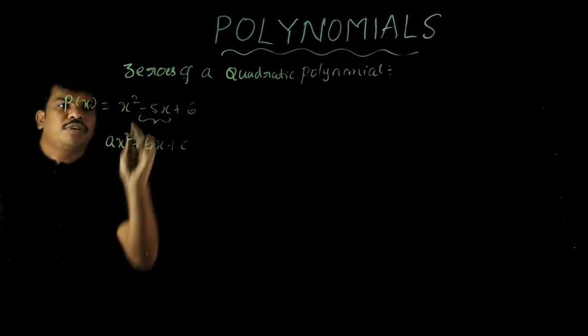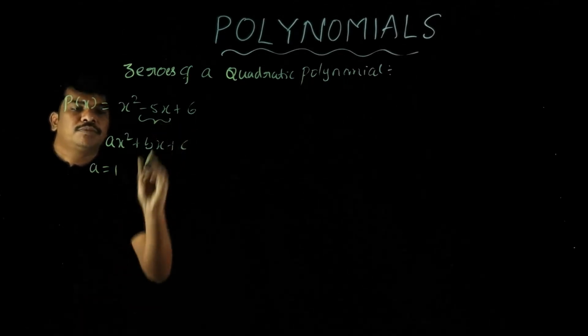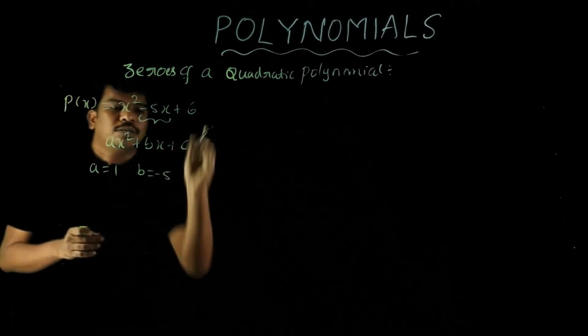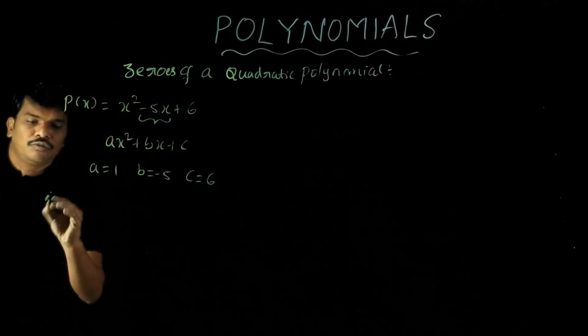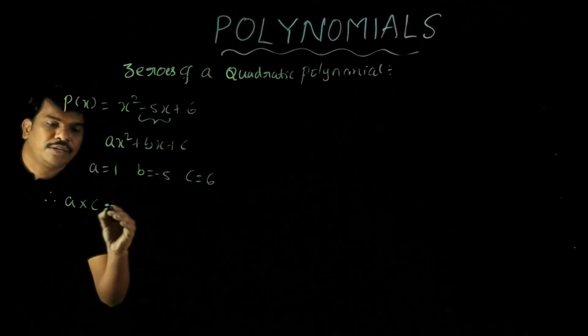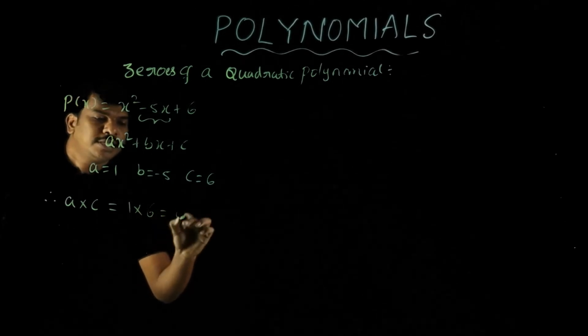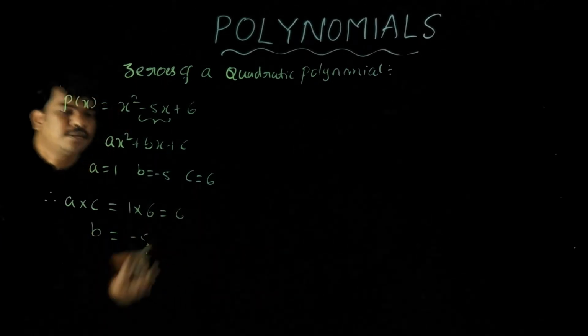By comparing the x square terms, we will get a is equal to 1. By comparing the x terms, we will get b value as minus 5. By comparing the constant terms, we will get c is equal to 6. Now we are supposed to find the value of a into c, that is 1 into 6, 1 6s are 6, and we are supposed to take the value of b as it is, that is minus 5.